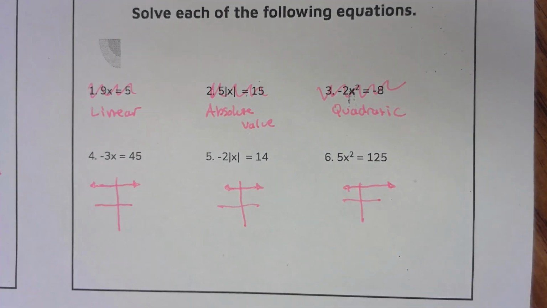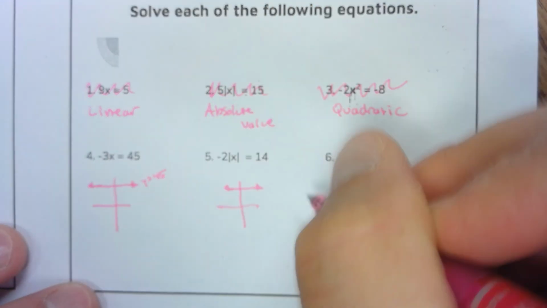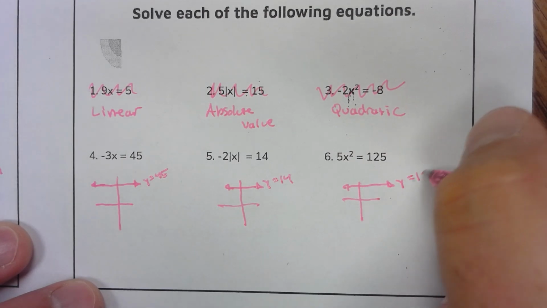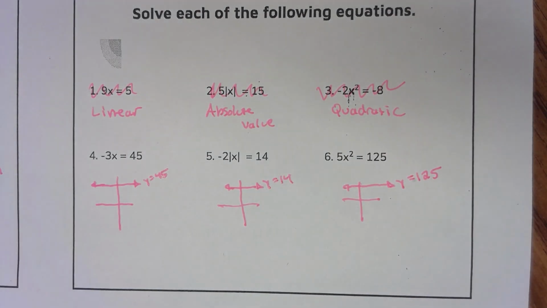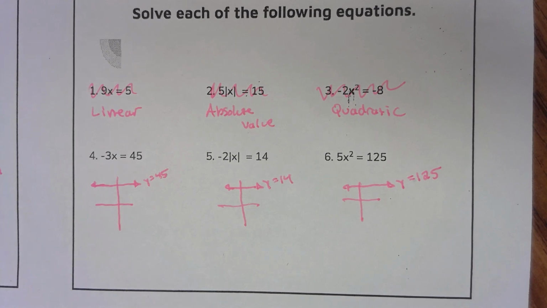And this is why it's a sketch. We're not drawing this to scale, but we can say that this represents y equals 45. This represents y equals 14. This represents y equals 125. And so then, for the left side, that's the actual function for what we're trying to graph.